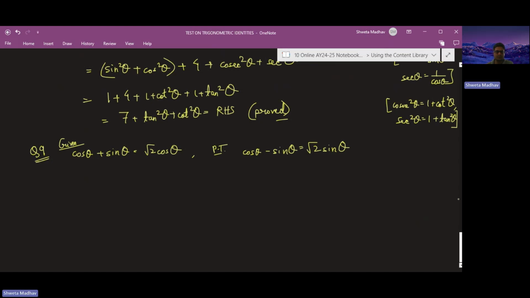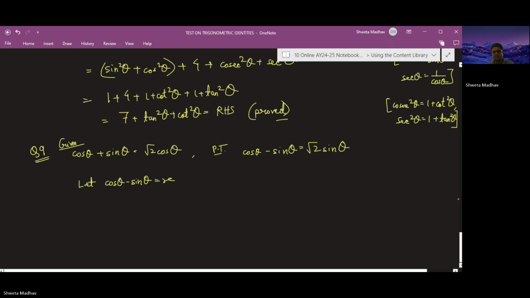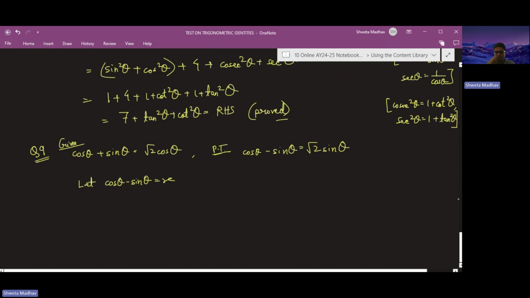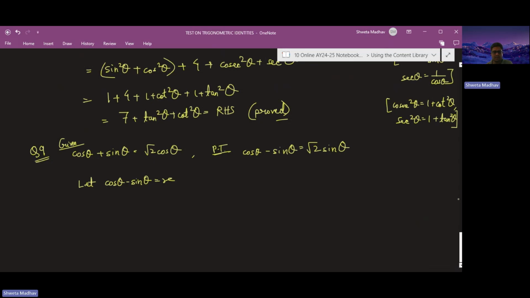So now let us take cos theta minus sin theta equal to x. If we can show that x is root 2 sin theta, then only we can prove the given statement. So let cos theta minus sin theta be equal to x.